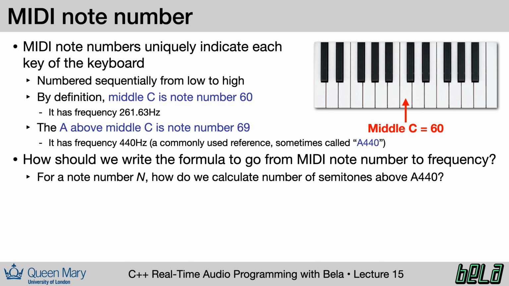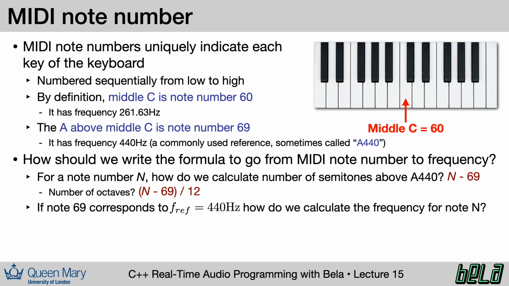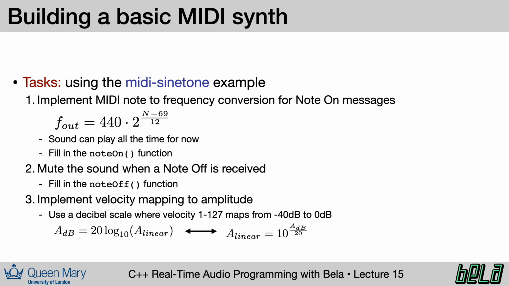For a note number n, the way that we would do this was to take the value n minus 69. Next, we needed to know how to convert that into a number of octaves. The answer here is to divide that by 12. So (n minus 69) divided by 12 tells us how many octaves above or below A440 our note is. Then we have a correspondence between note 69 and 440 Hz, which let us write the formula like this. So the frequency is given by 440 times 2 to the power of (the note number minus 69) divided by 12. This brings us to our first task.